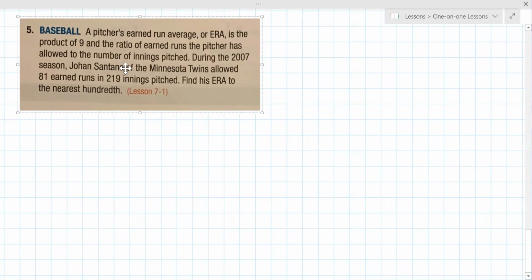Find his ERA. All right, so it says the ERA is the product of 9 and the ratio of earned runs to the number of innings pitched. I'm sorry, I wrote this backwards. Let me get rid of that. It was 81 earned runs, 219 innings pitched.